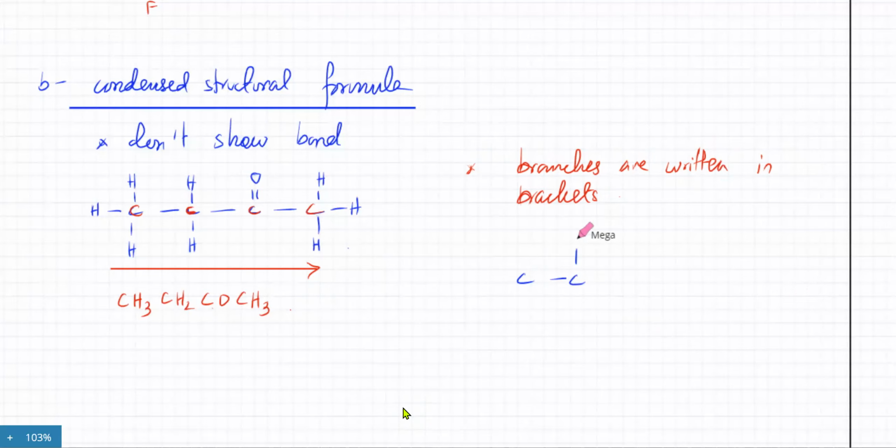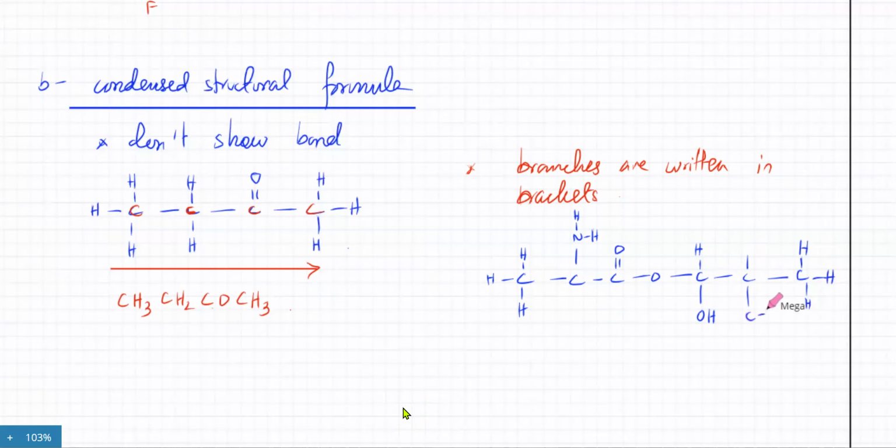So I've got N with two hydrogens, and there is a CH3, and then there's C double bond O, then another O, then there's C, and I've got OH, and there's H, followed by C with three H's, and there's another C with three H's, and I've got an OH over here. So is this a fully displayed formula or not?